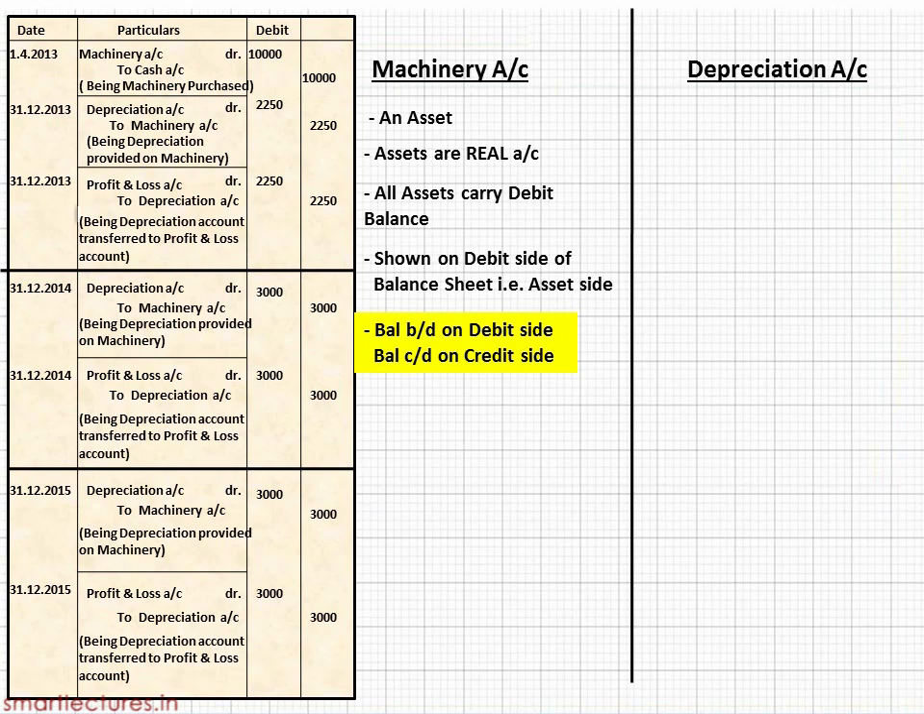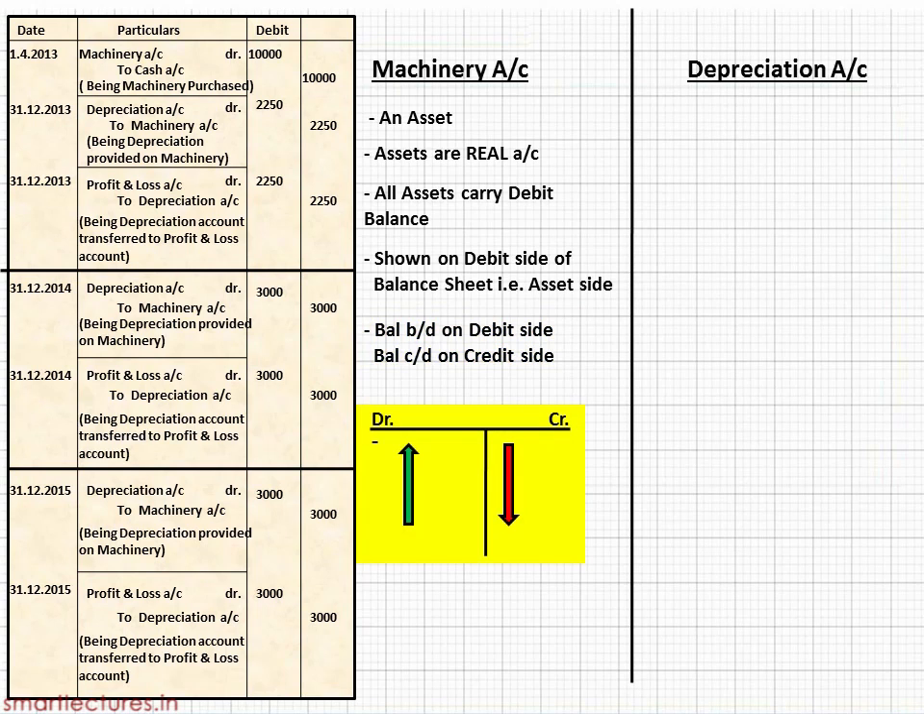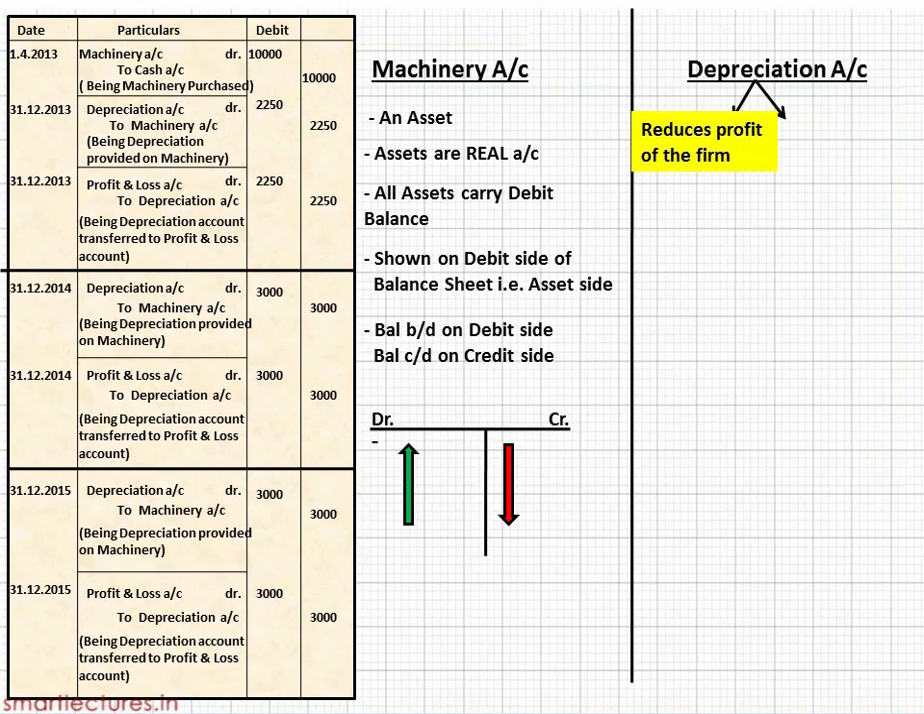Or in other words, whenever you put an amount on the debit side, it will increase the value of the asset in the balance sheet. If you put any amount on the credit side, means if you credit machinery account, it will reduce the value of machinery. And another thing you must know, depreciation hits in two ways. Number one, it reduces the profit of the year, and number two, it reduces the value of the asset. In all these questions, I am assuming the asset is machinery.